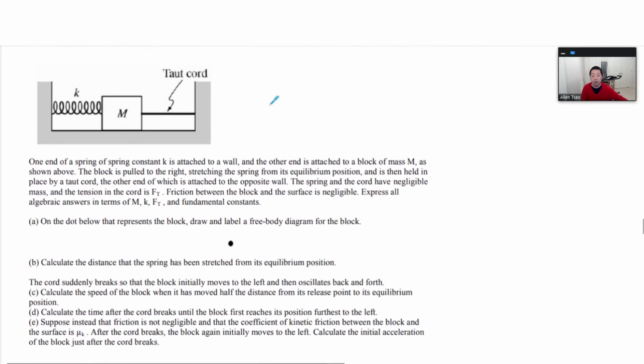let's do harmonic motion. Harmonic motion is nothing more than conservation of energy for the most part.